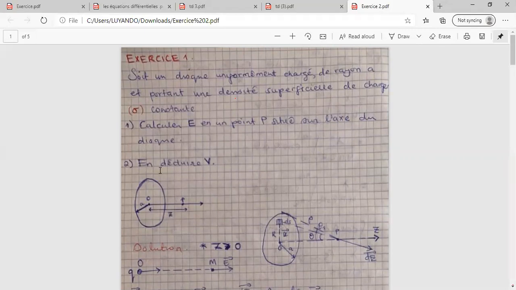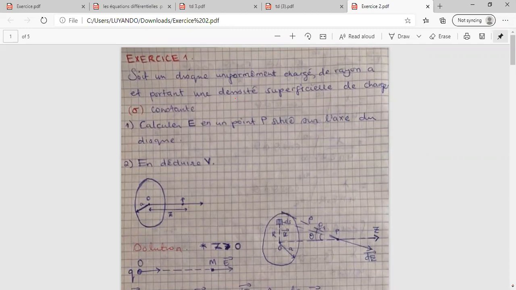And then they're asking us to also deduce V. So what we've been given is the surface charge density, a constant, and then we've been given the radius only. So we'll work with that.